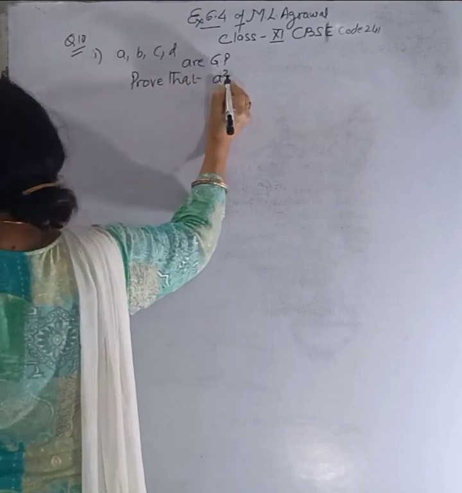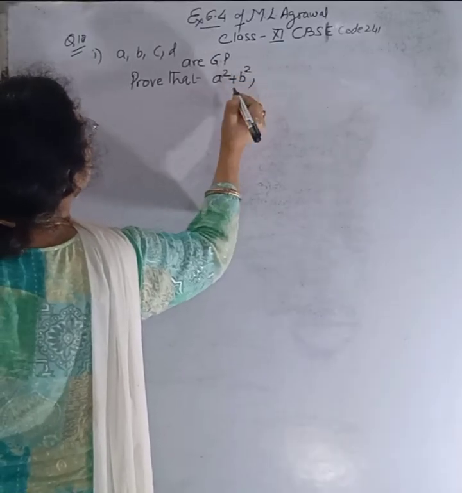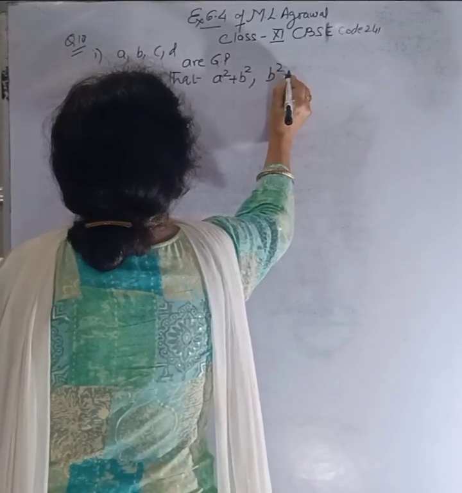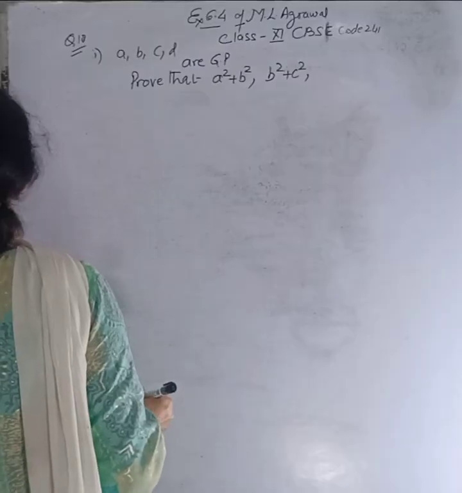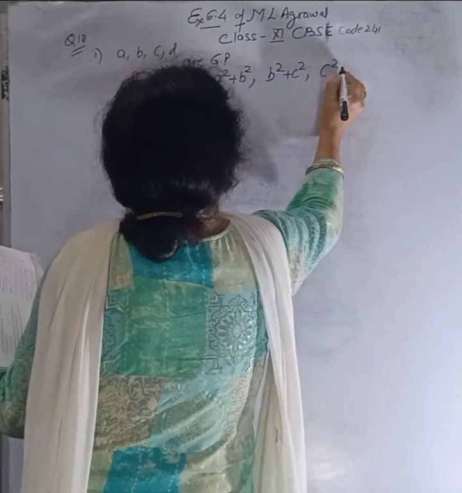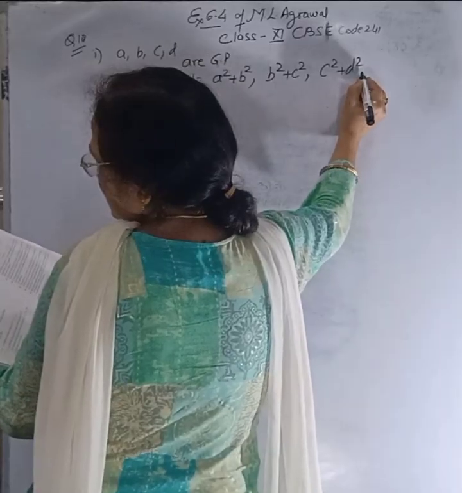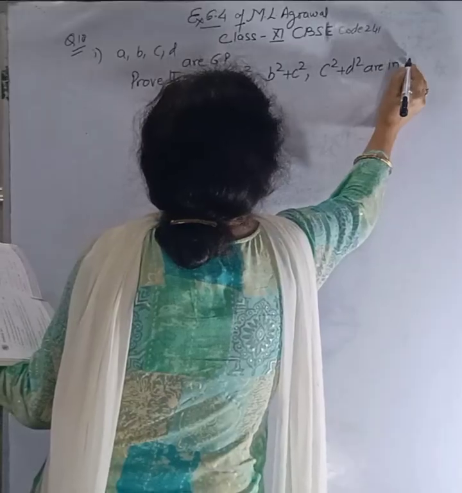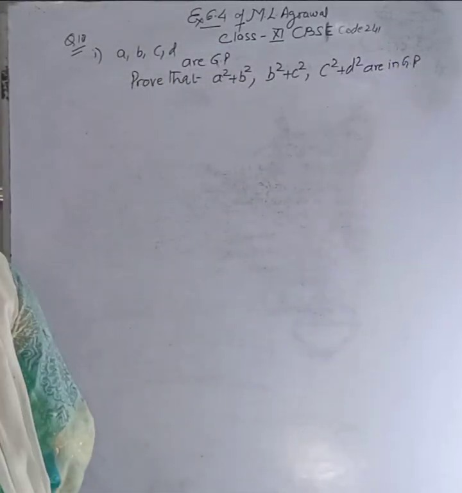A square plus B square, B square plus C square, and C square plus D square, they are also in GP. This is to be proved. Okay, how can we do it?